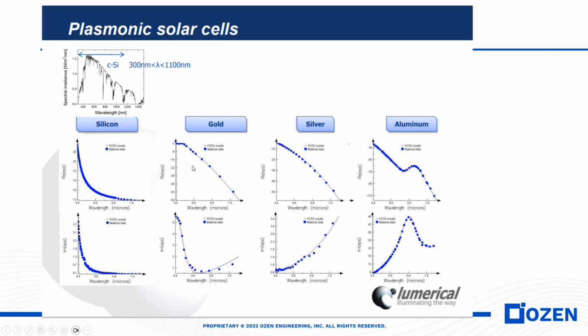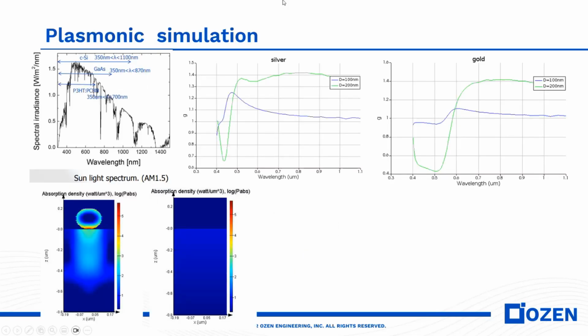These are the real part and imaginary part of the refractive index of our materials, like silicon, gold, silver, and aluminum. You can see the effect here. This is our spectrum versus wavelength. This is the result for silver with a diameter of 100 nanometers and 200 nanometers. The green one shows the diameter of 200 nanometers. So this is also for gold.